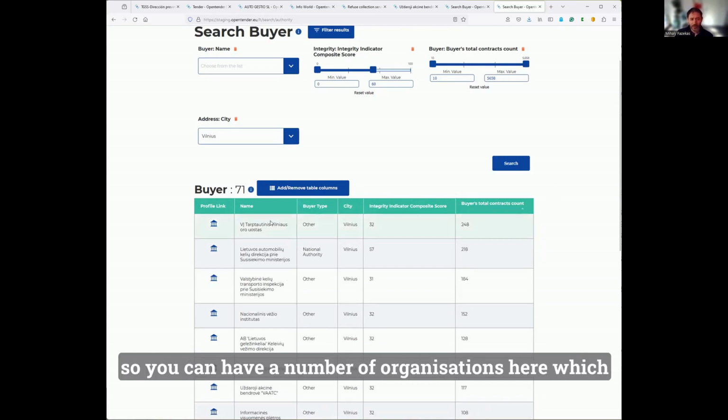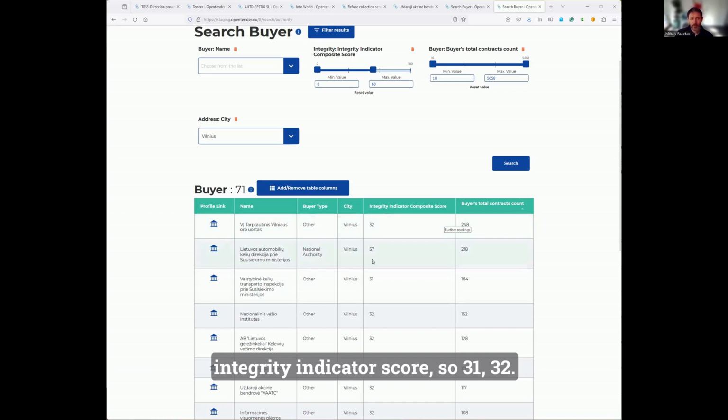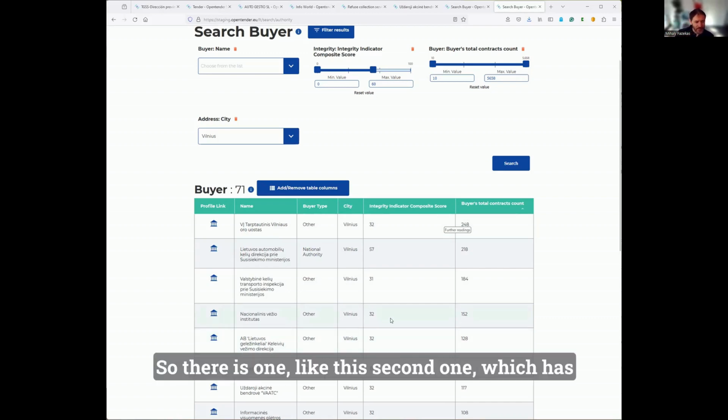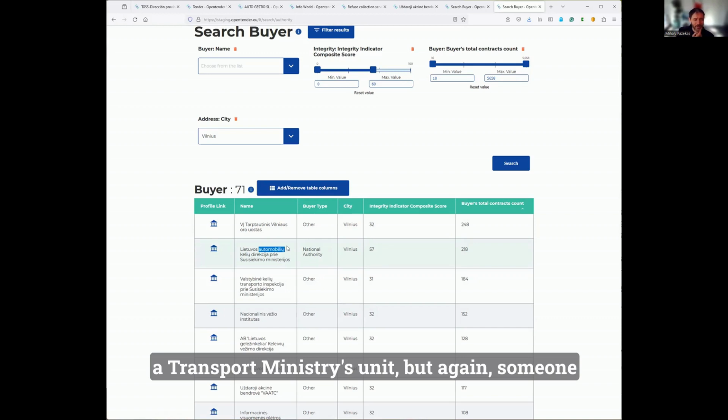and you can now risk rank your organizations. So you can have a number of organizations here which have a lot of contracts and overall a very low integrity indicator score, right? So 31, 32, this is really on the lower end of the 0 to 100 scale. So there is one, like this second one, which has some moderate risk. This is a national authority. This is a transport ministry's unit, but again, someone of you speaking Lithuanian will confirm this.